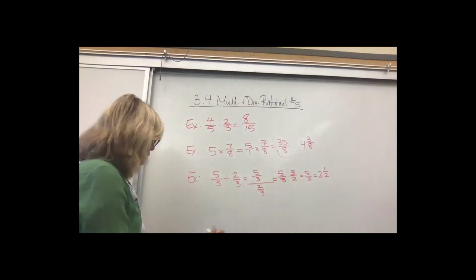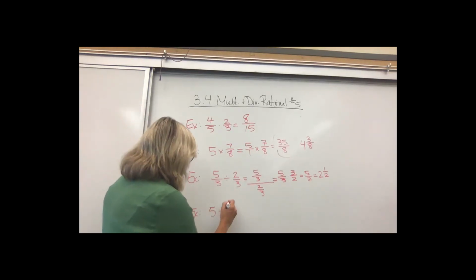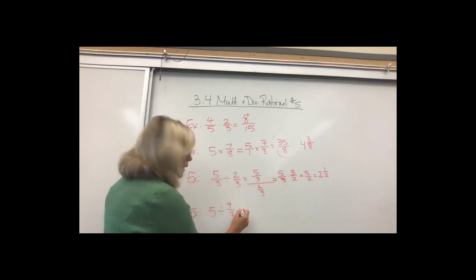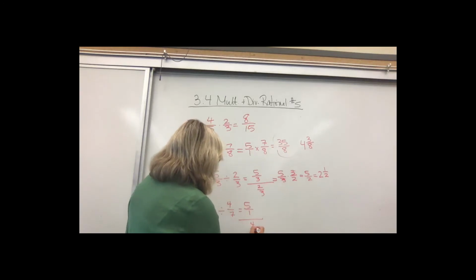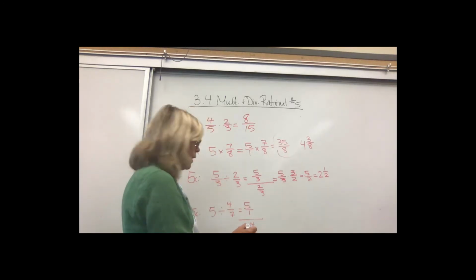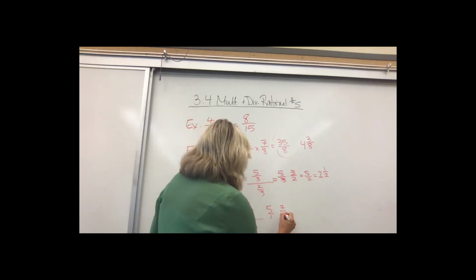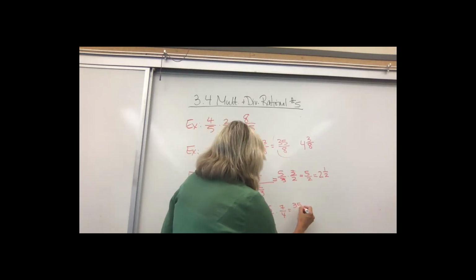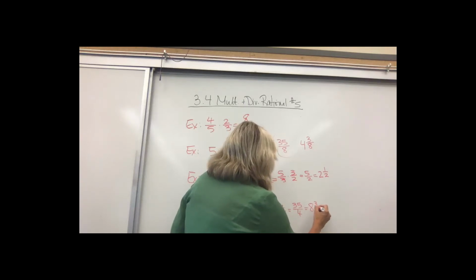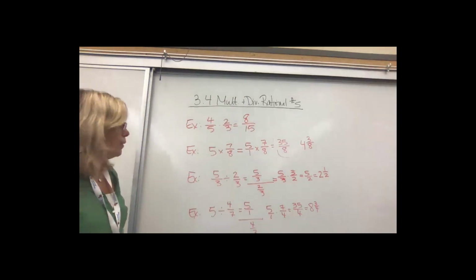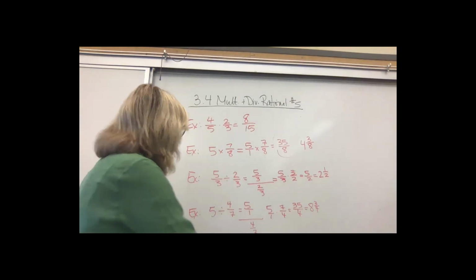So another example is 5 divided by 4/7. Well, that equals 5 over 1 divided by 4/7. So you flip the denominator and you multiply. 5 over 1 times 7 over 4 equals 35/4. Or 8 3/4. Okay, let's keep going. We have some fun ones on the back side.